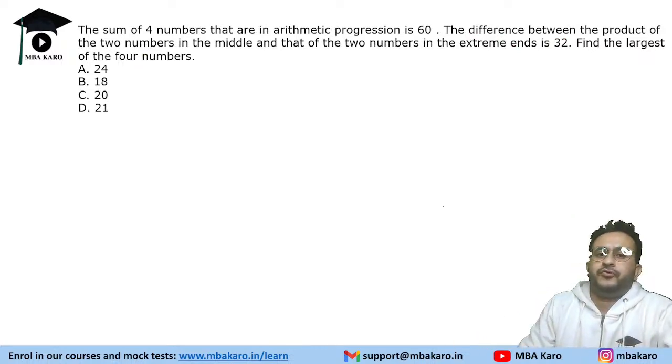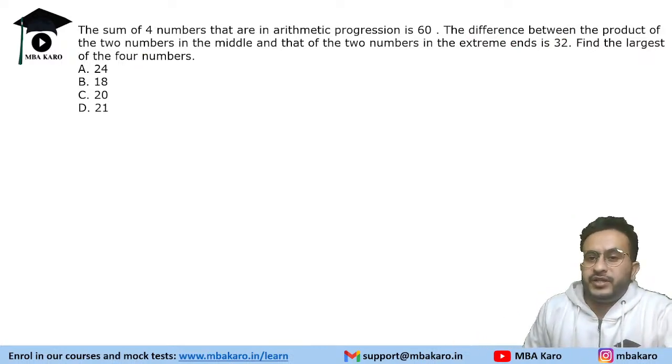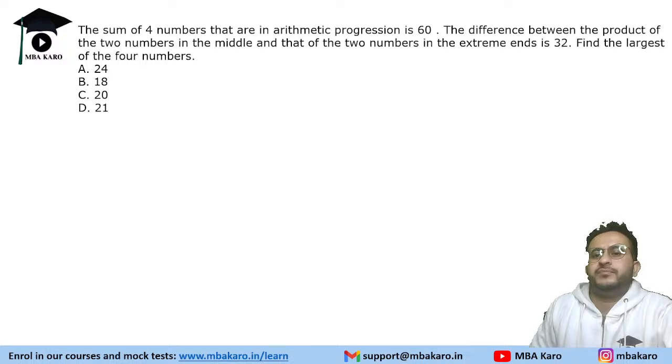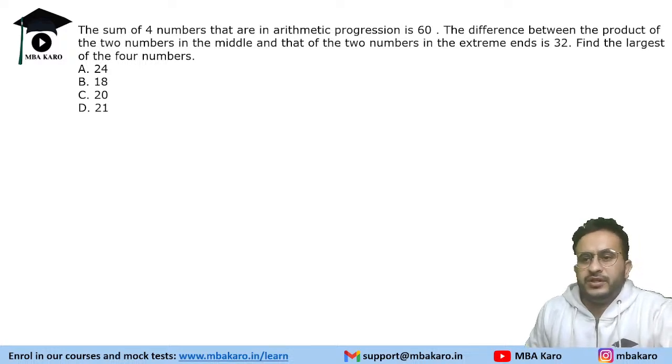The sum of four numbers that are in arithmetic progression is 60. The difference between the product of the two numbers in the middle and that of the two numbers at the extreme ends is 32. Find the largest of the four numbers.